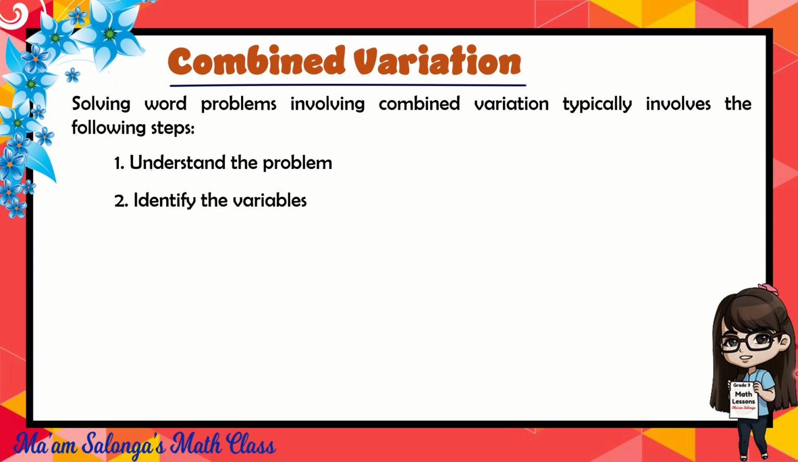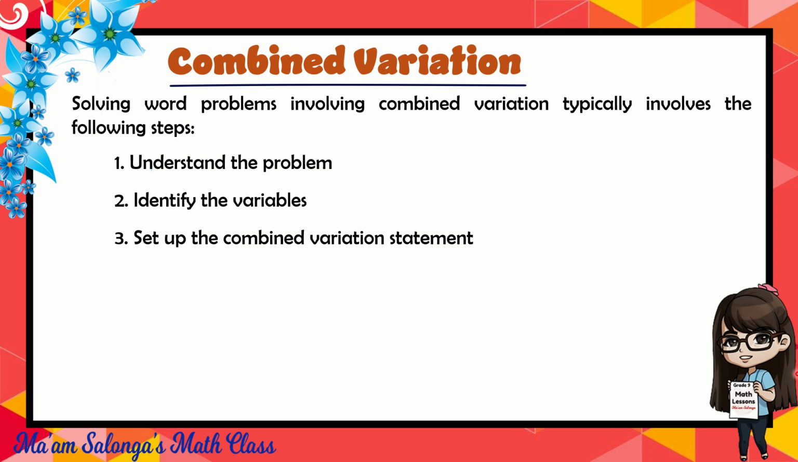Number 2, identify the variables. Recognize that combined variation problems involve multiple variables that affect a single outcome. Identify the given values for the variables involved in the problem. Assign variables following the first letter of the quantities, except for k because it is used for the constant. Create a table to place the quantities, which will help you determine what needs to be found.